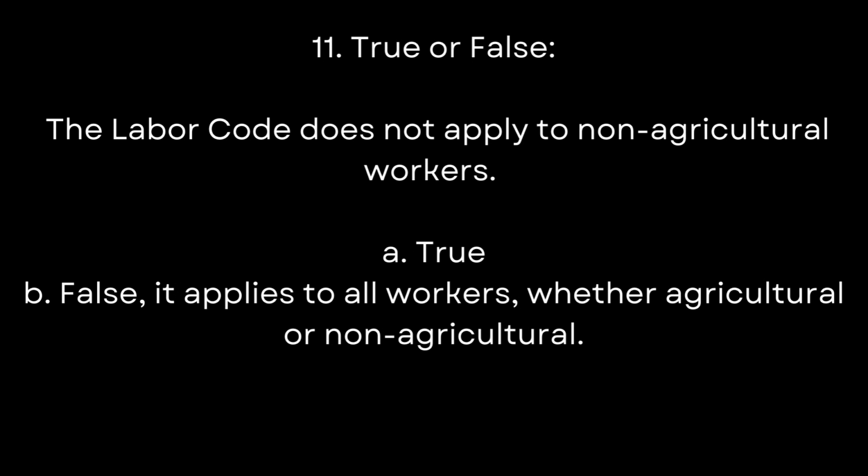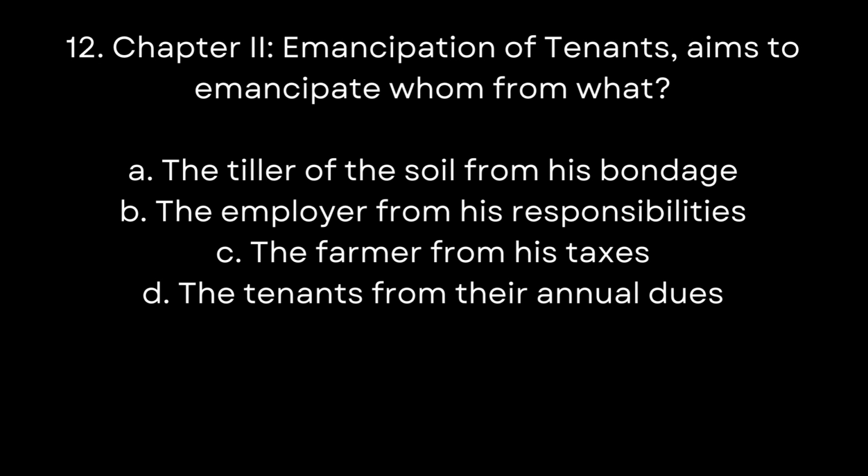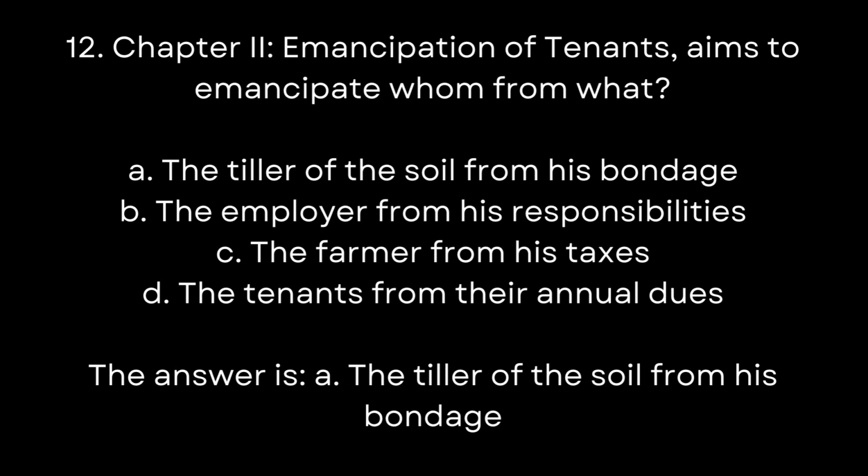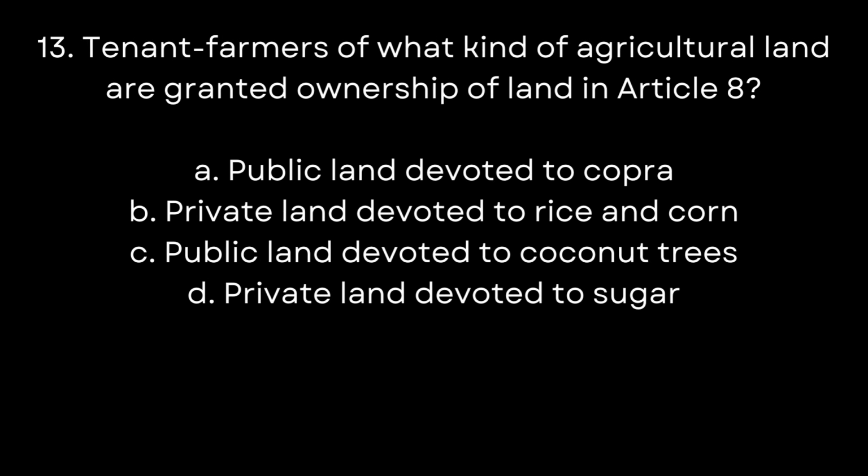11. True or false? The Labor Code does not apply to non-agricultural workers. A. True. B. False. It applies to all workers, whether agricultural or non-agricultural. The answer is B. False. 12. Chapter 2, Emancipation of Tenants, aims to emancipate whom from what? A. The tiller of the soil, from his bondage. B. The employer, from his responsibilities. C. The farmer, from his taxes. D. The tenants, from their annual dues. The answer is A. The tiller of the soil, from his bondage.